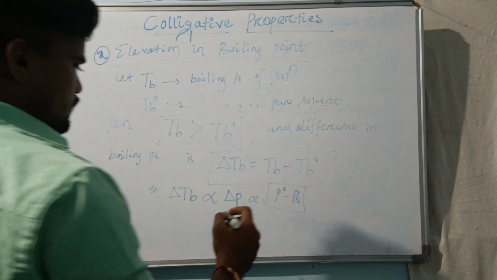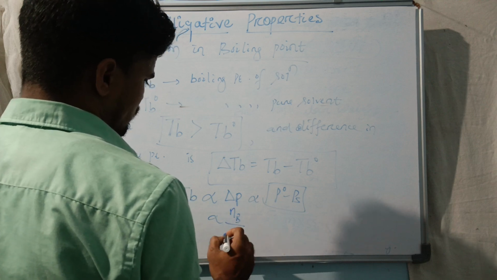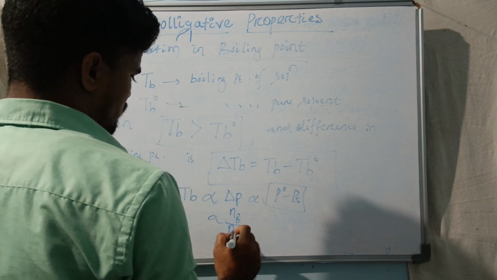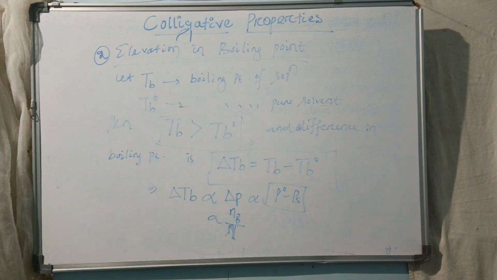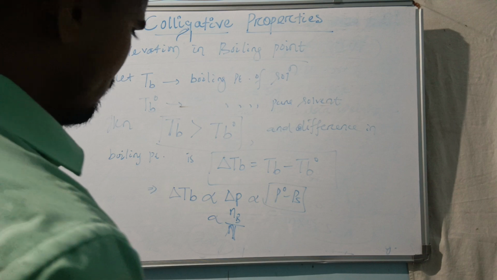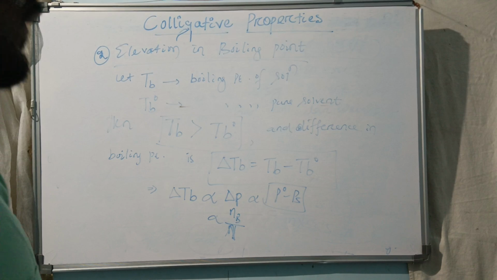This is the lowering of vapor pressure in the solution, right? Or this is NB upon N, okay, the number of moles. Clear?